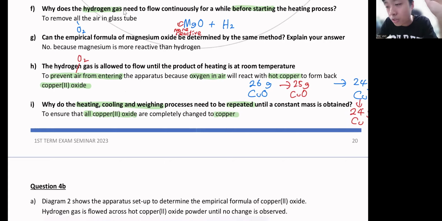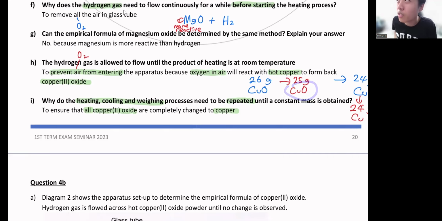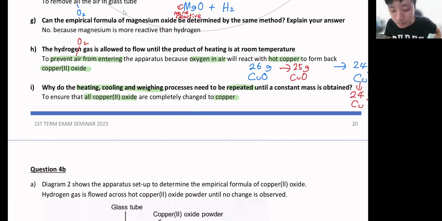Because if the mass has no changes, it means all the O in the CuO has already been burned out. If the mass is still changing, you're not sure whether the reaction is 50% or 70% completed. If it's constant, then you make sure 100% the reaction is complete.